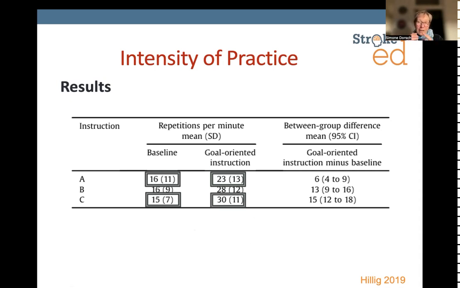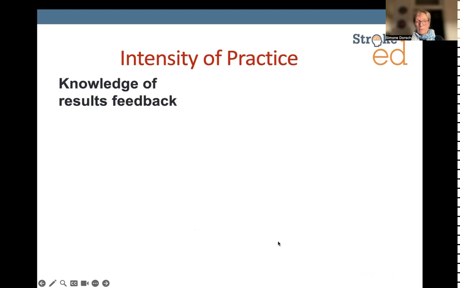So what we say can have an enormous effect on the intensity of practice people do. But again, we're tying it to numbers. They've been given a target number to achieve, and different levels of encouragement there.